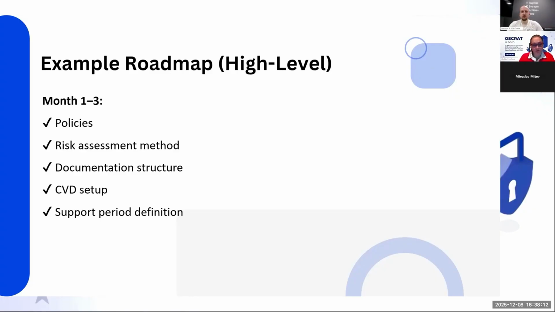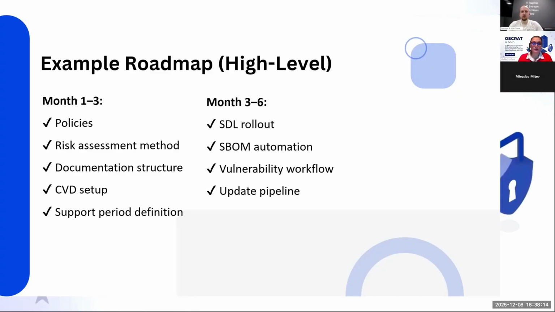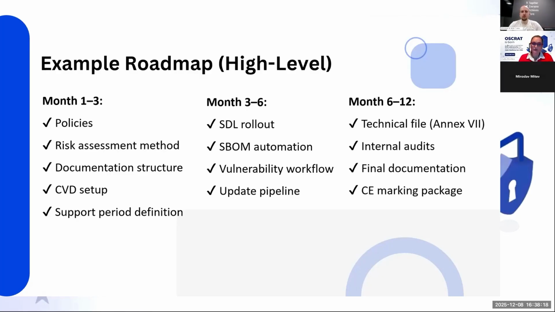Here is how a typical CRA roadmap looks over a 12 month period. The first 3 months focus on policies and structures. Months 3 to 6 on integration and automation, and the remaining months on documentation and CE readiness.